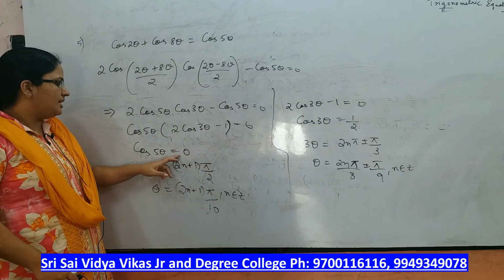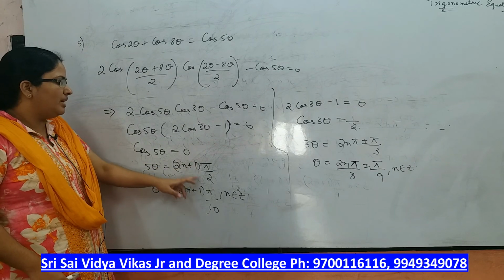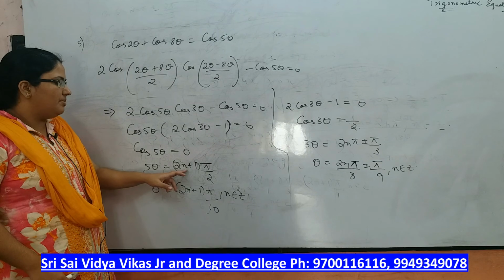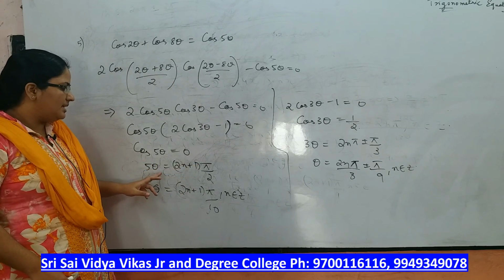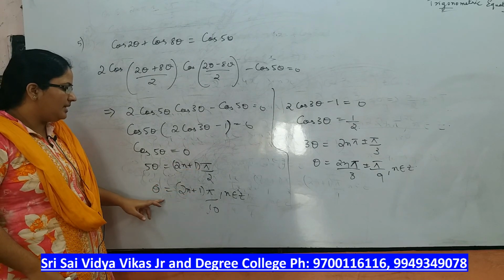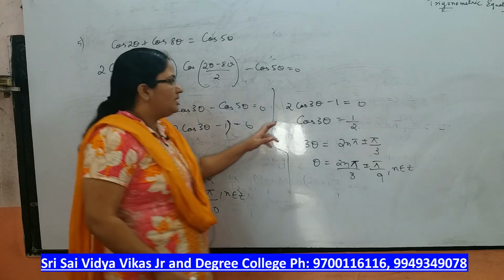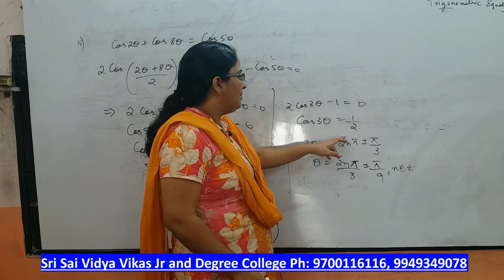Here cos 5 theta is equal to 0 implies 5 theta is equal to (2n plus 1) pi by 2. Whenever you have 0, the general solution is (2n plus 1) pi by 2. Theta is equal to (2n plus 1) pi by 10. Then 2 cos 3 theta minus 1 is equal to 0, so cos 3 theta is equal to 1 by 2.